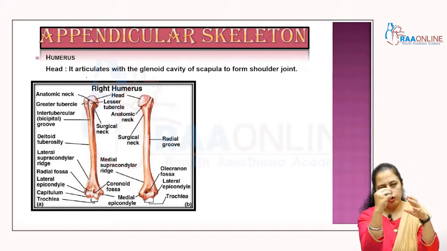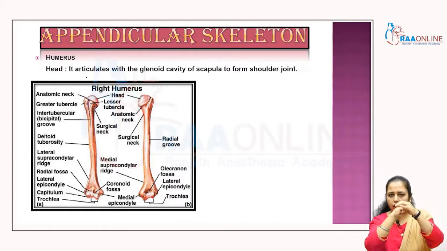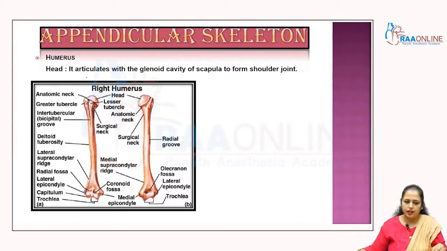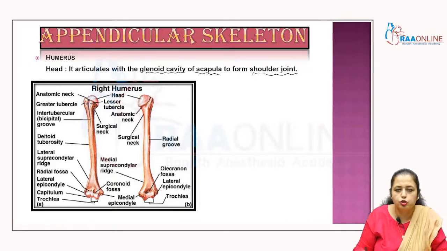So that head of the humerus attaches or articulates with the glenoid cavity, right? You can see in that diagram, that is the head of the humerus, right? This is the head of the humerus, clear, which articulates with the glenoid cavity of the scapula to form the shoulder joint.